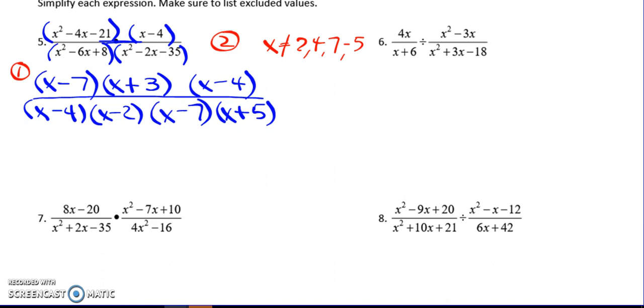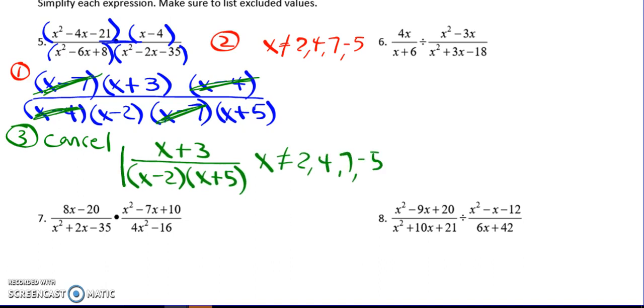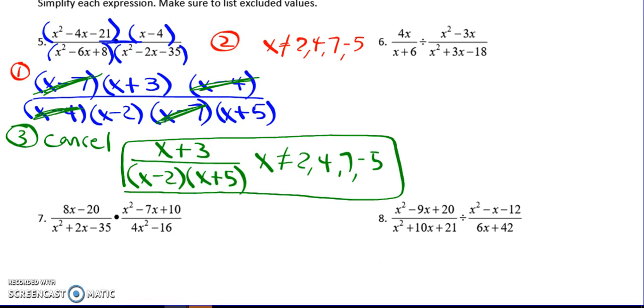Now I can, step 3, cancel. So step 3 is my canceling. I'm going to do that in green here. So cancel out common factors. So x minus 7 is gone. x minus 4 is gone. That's it. So what's left is x plus 3 over x minus 2 times x plus 5 with my restrictions added on. And that's your process for multiply, and then it's pretty much the same for divide as well.